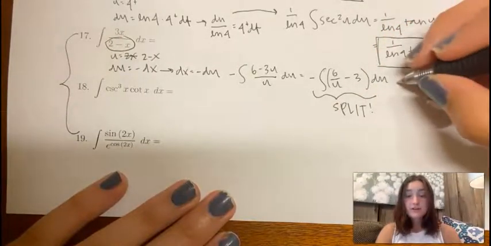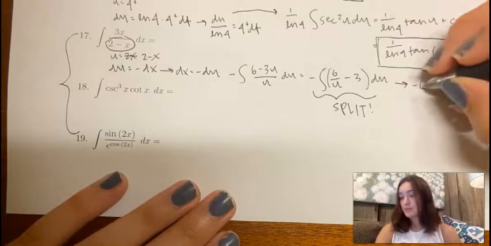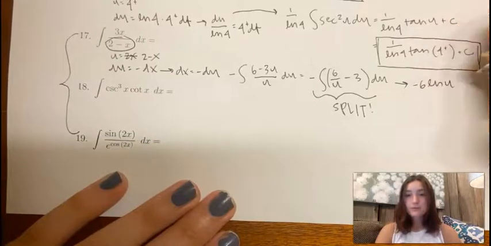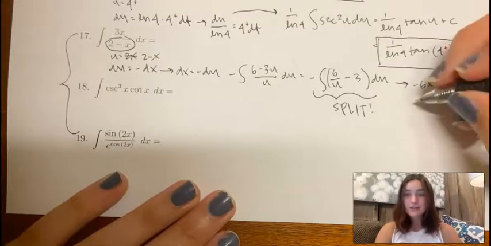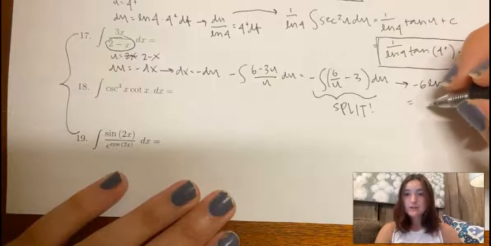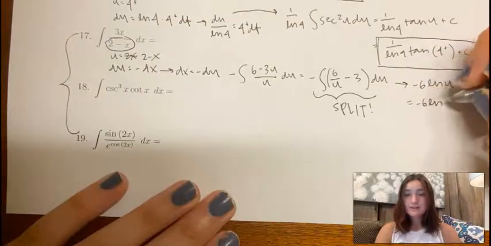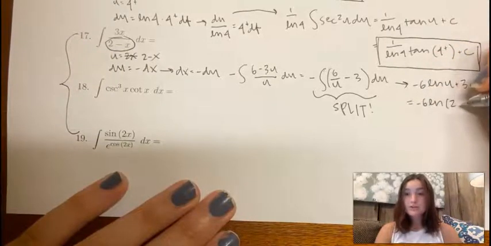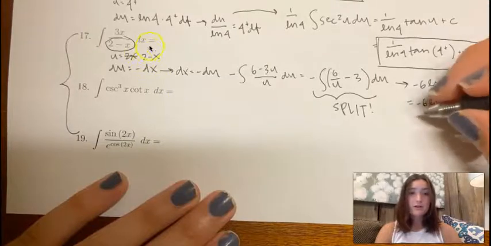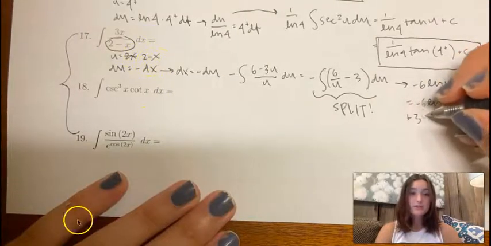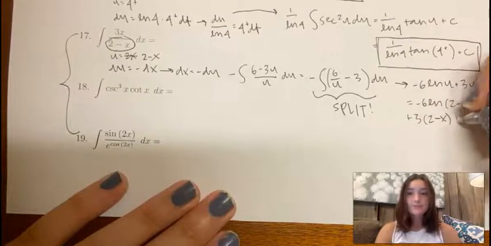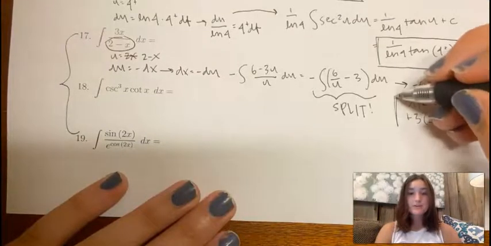but we still have a u in the problem, which means this is actually going to be kind of a double u sub. So when I take the integral using the u, I'll get negative 6 ln of u minus 3u plus c. And we don't want to be left with u's at the end, so we're going to take our original 2 minus x from earlier and plug it in. And there's our answer.